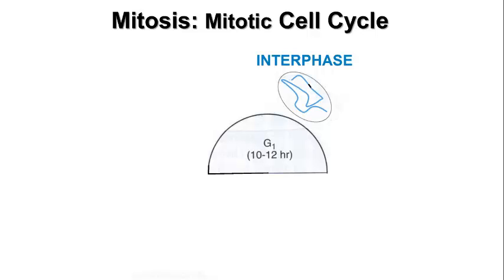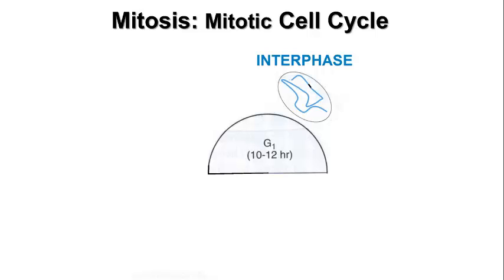And we looked at it during the first phase of mitosis, which is called G1, the longest phase of, or I'm sorry, not the first phase of mitosis, but the first phase of interphase of the mitotic cell cycle. Interphase is the component of the mitotic cell cycle where the cell is not actively dividing.